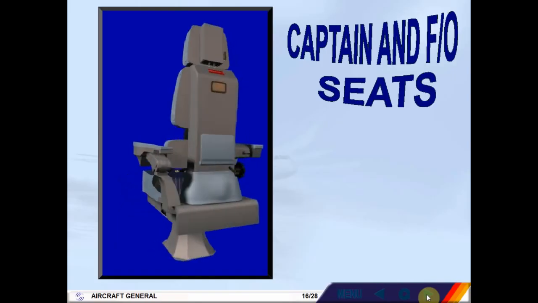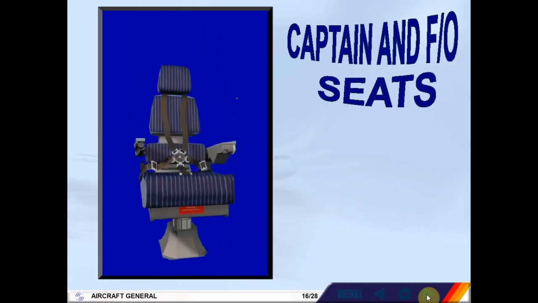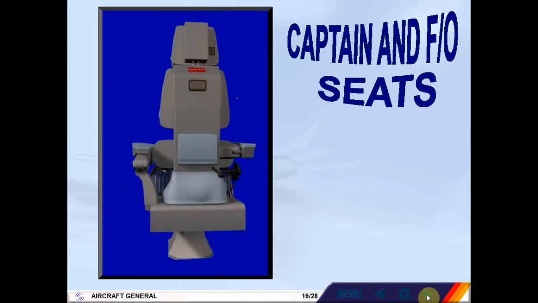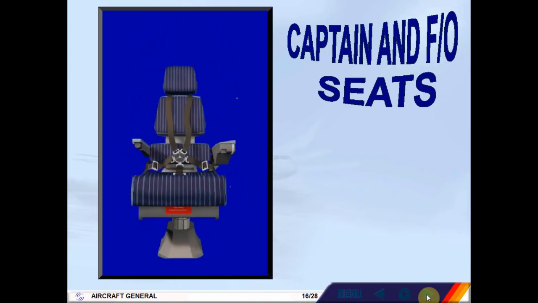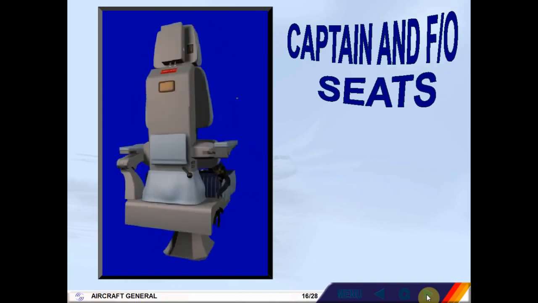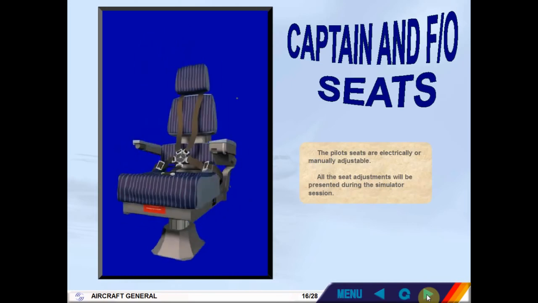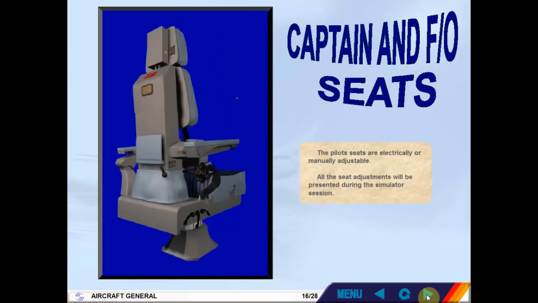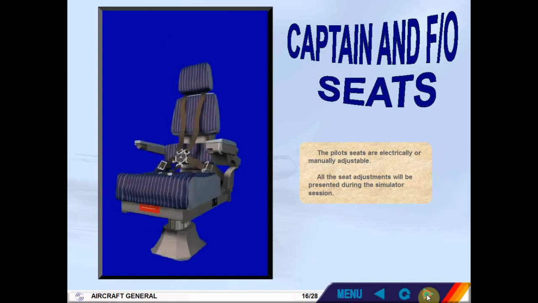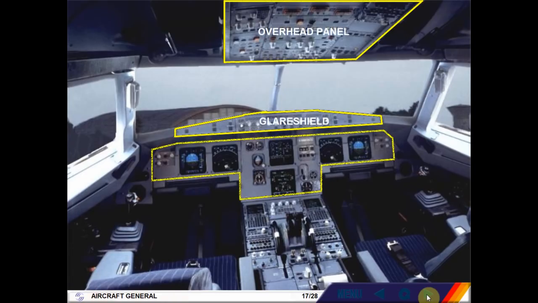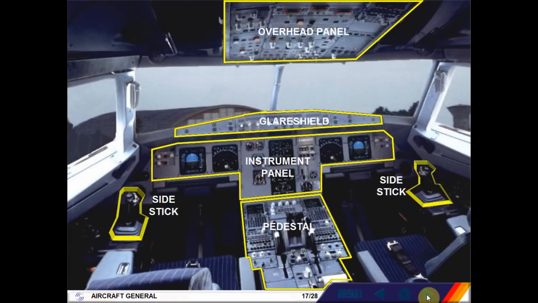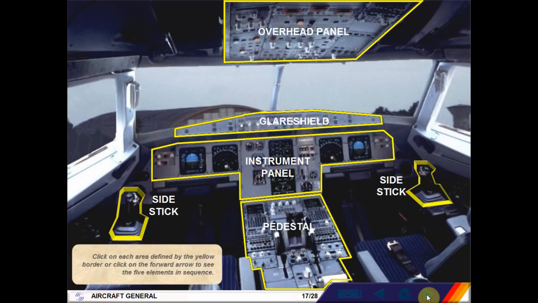The pilot's seats are electrically or manually adjustable. All the seat adjustments will be presented during the simulator session. Click on each area defined by the yellow border, or click on the forward arrow to see the 5 elements in sequence.